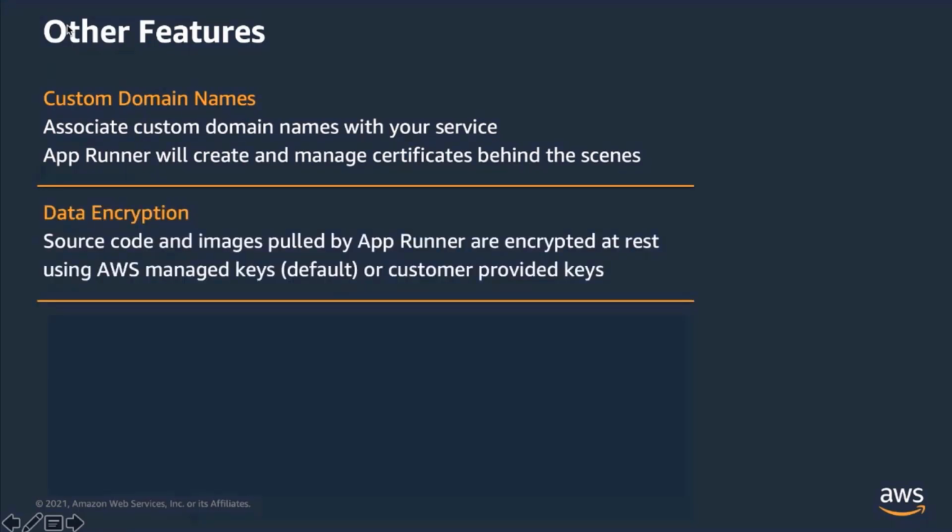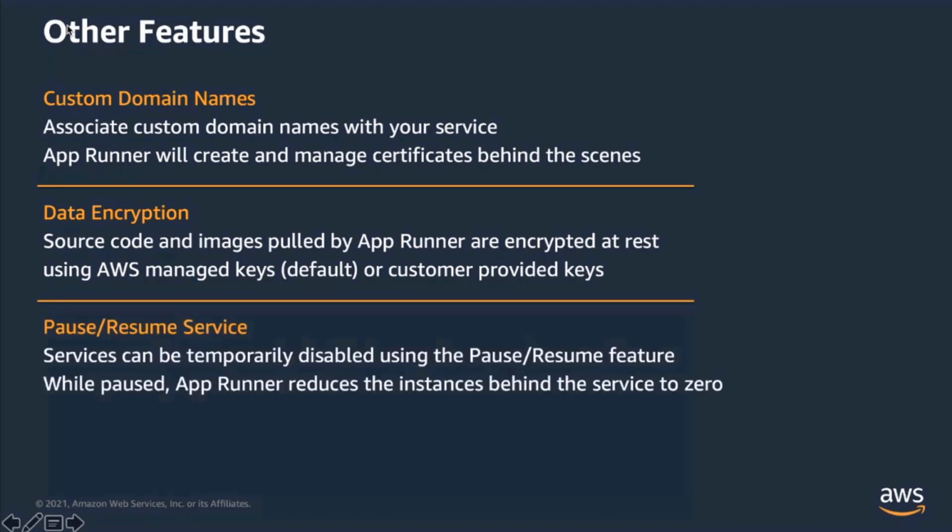Data encryption at rest. So all the source code or the images that we pull and store behind the scenes for your application, all of that is encrypted at rest using AWS managed keys by default. But if you're opinionated and you want to provide your own keys, you can provide KMS keys, and we will use that to encrypt your artifacts behind the scenes.